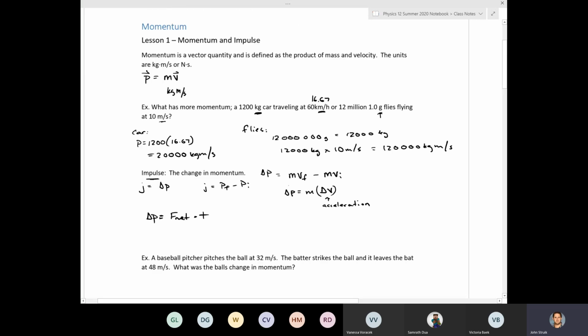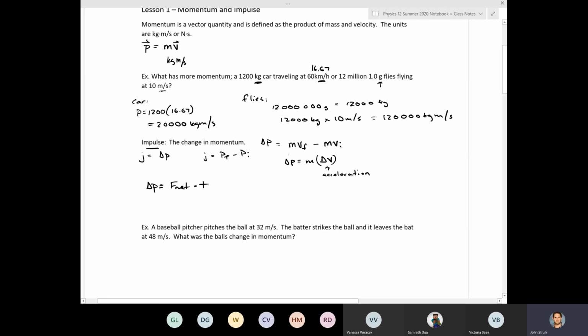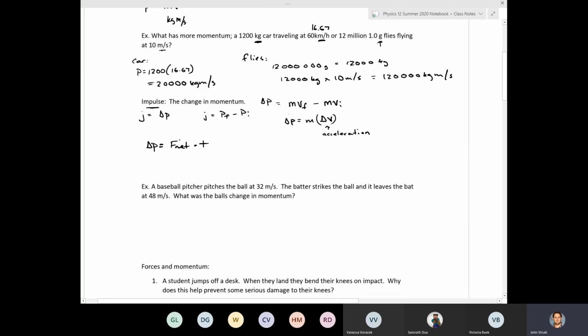This is why the units could be Newton seconds. Forces are measured in newtons, and then we multiply that by time, which is seconds, you get Newton seconds. Now remember that a Newton is a kilogram meter per second squared.